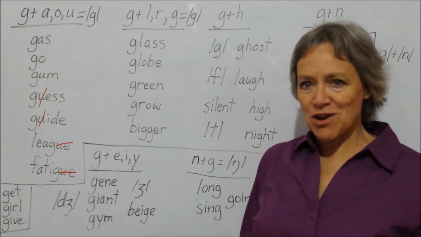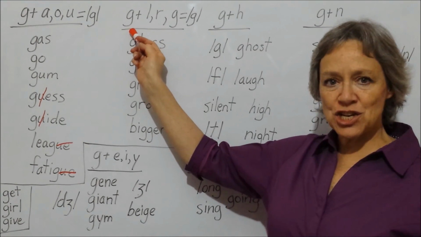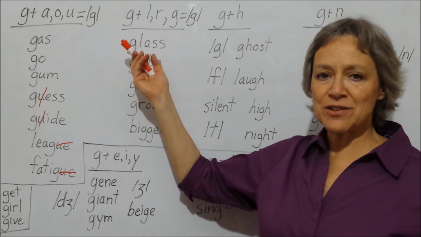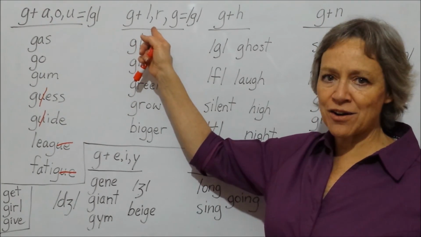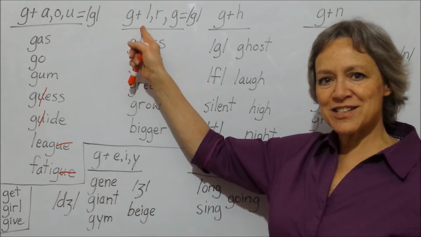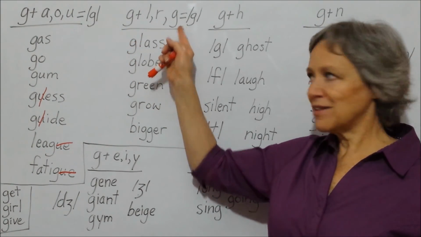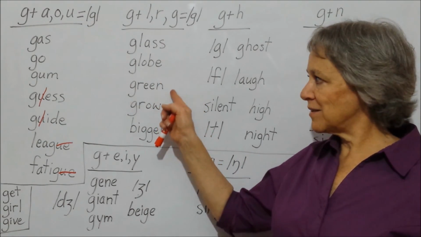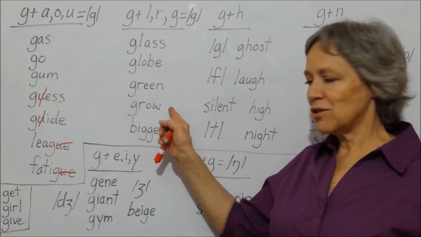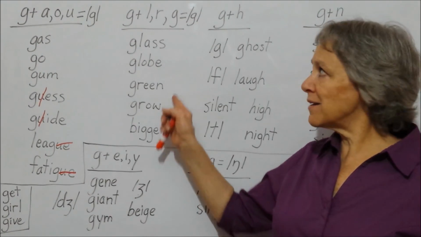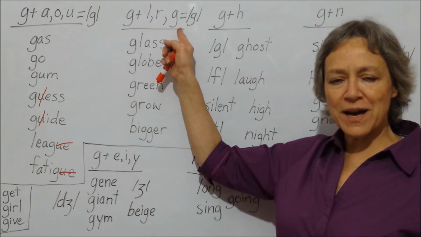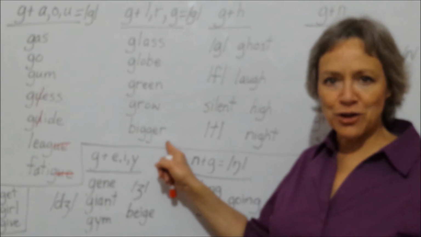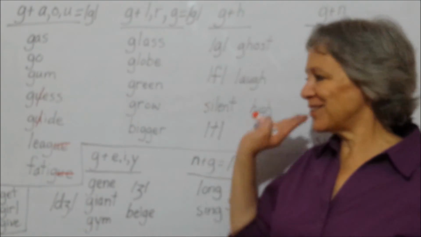Okay? We also saw that the letter G, when followed by L or R, does make the G sound. We still do hear the L and the R, but G does sound like G. So we have glass, globe, green, grow. And the letter G, when followed by another G, just makes one G sound, as in the word bigger. Okay? Let's take a look at this side.